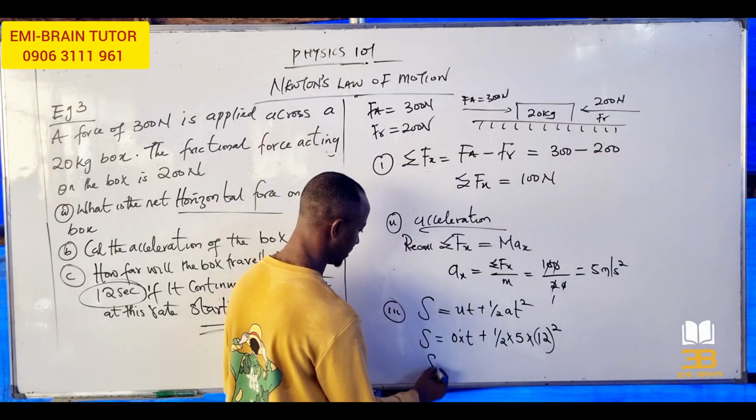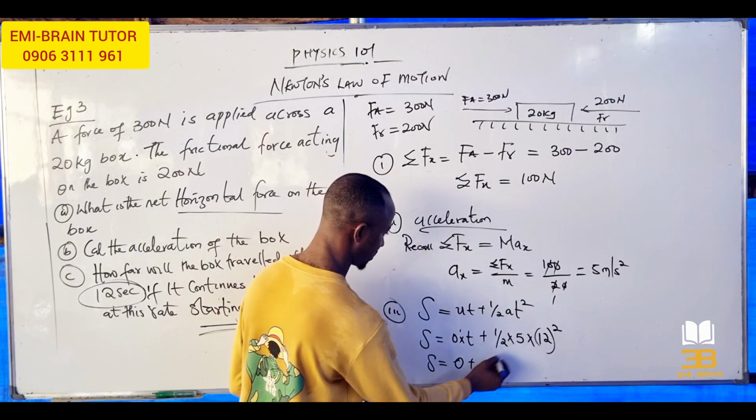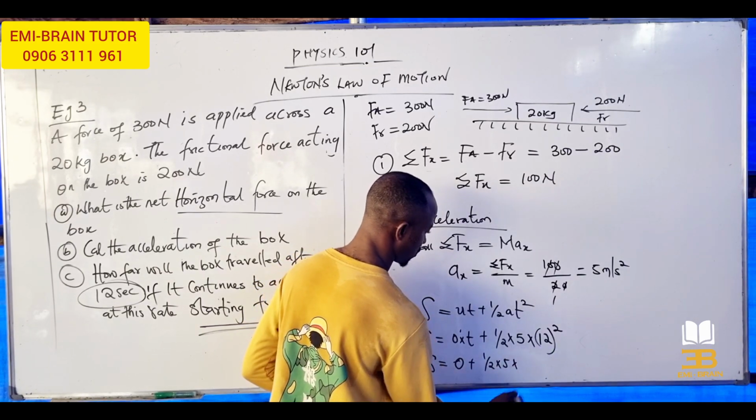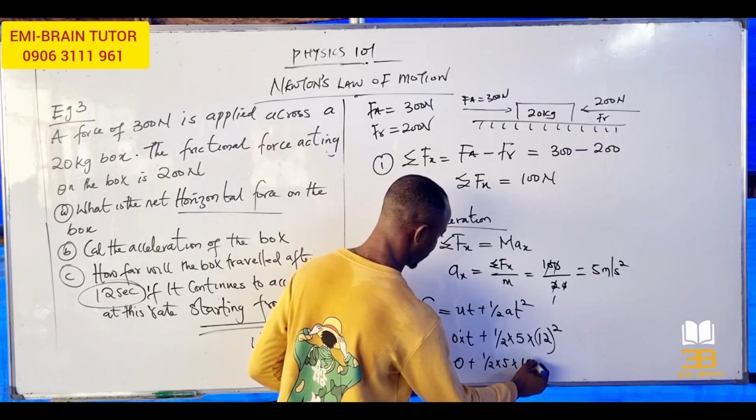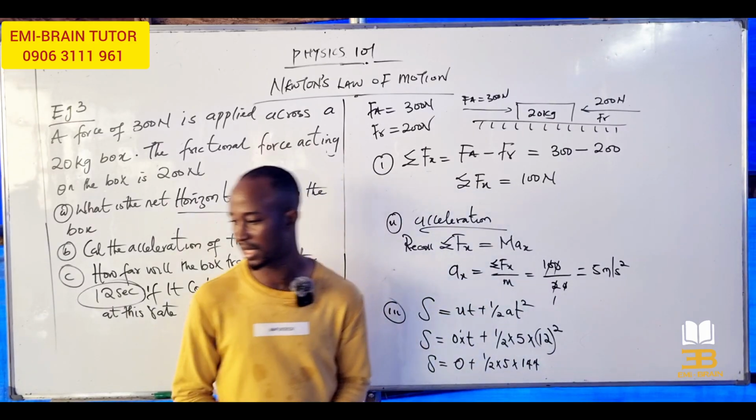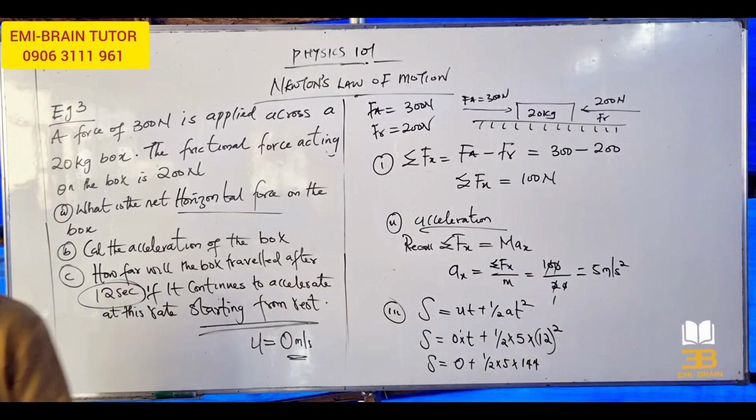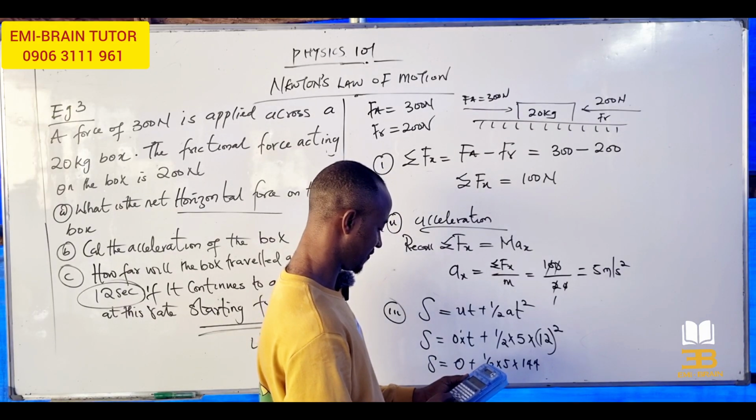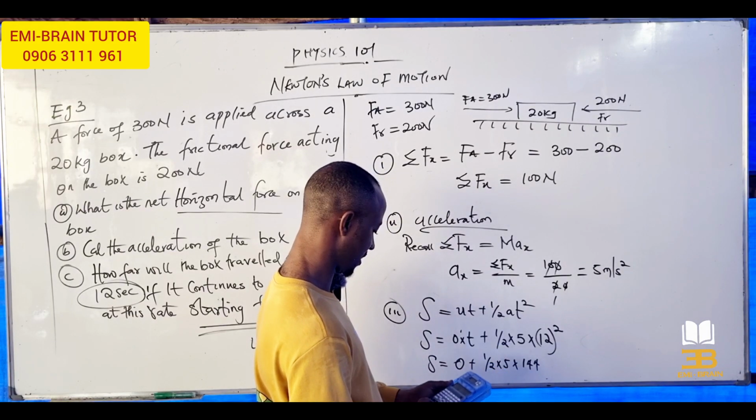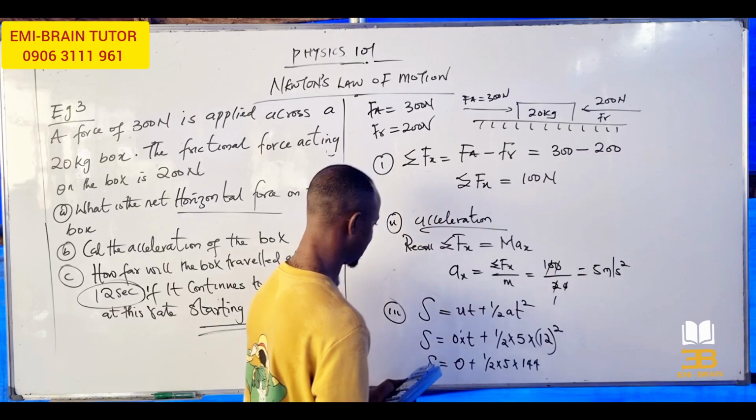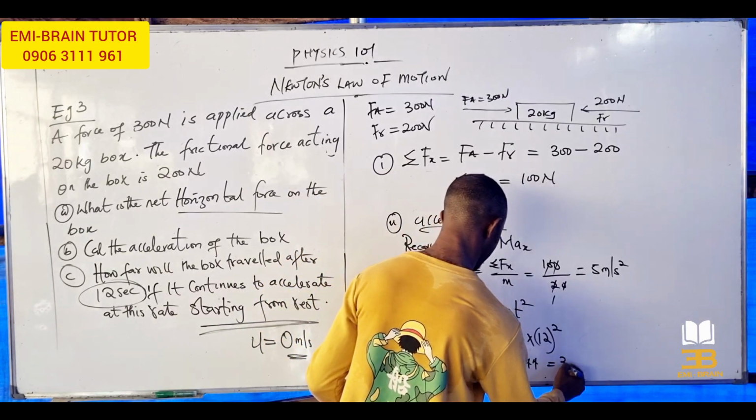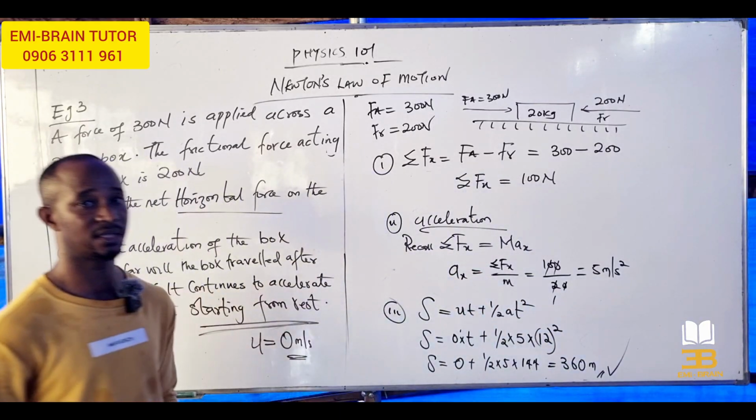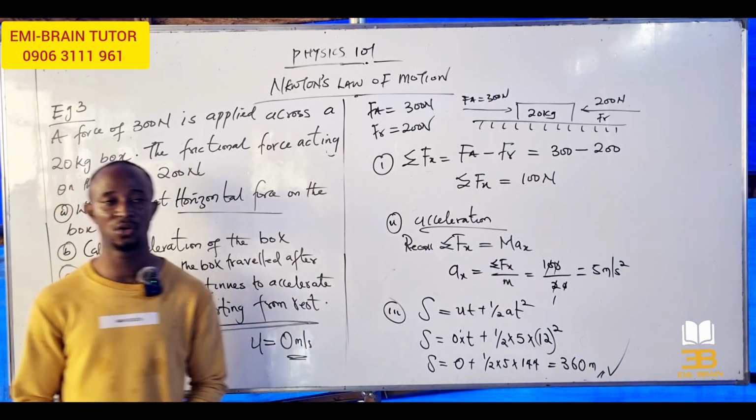This will give us distance equals 0 plus half times 5 times 12 squared, which is 144. By the time we multiply out, 144 multiplied by 5, then divided by 2, that will give us 360. So our distance is 360 meters. Please take note of this: 360 meters.